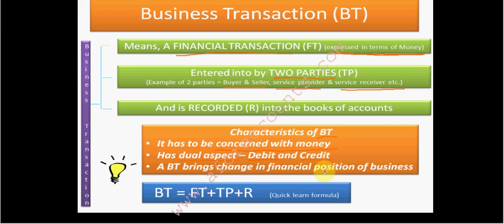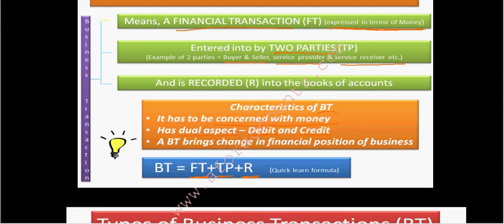So remember that for a business transaction, it has to be a financial transaction, FT. There has to be two parties, TP. And R stands for recorded in the books of accounts. Business transaction means a financial transaction entered into by two parties and recorded in the books of accounts. No need to mug up, just see this clip 2 or 3 times and you will learn it by yourself. Your mind will start getting programmed in that manner.